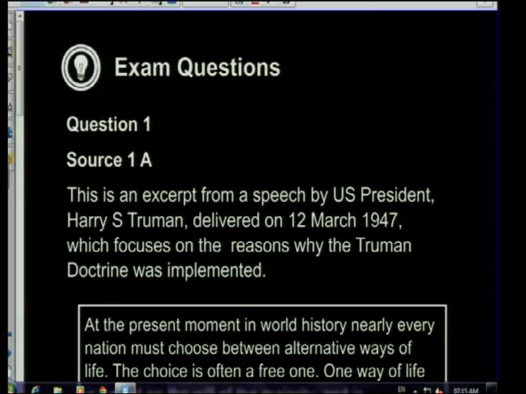So what we'll do now, we are going to move on to the actual questions, and we will start by reading the source, and I'm going to show you how you need to analyze the source, because it's very, very important to understand the source before you can tackle the questions. Now let's look at the actual paper.